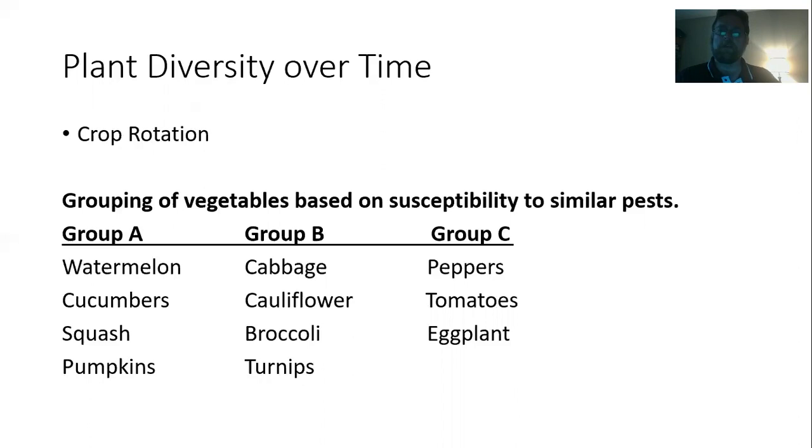Now, again, I'm using an example from vegetable production, and you can see these three groups of different vegetables. In group A, you have watermelons, and cucumbers, and squash, what we call the cucurbits. They are all very similar. They're affected similarly by a range of different pests and diseases. And so following that, you would want to plant something in either group B or group C, in order to prevent the buildup of those pest populations.